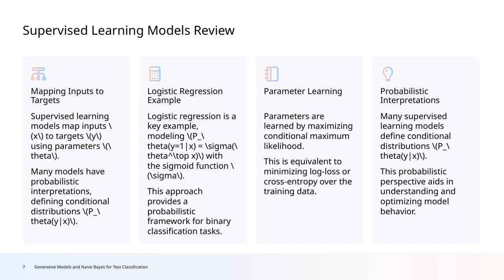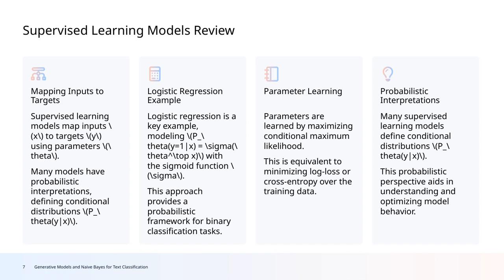Now, a key example of a supervised learning model is logistic regression. It models the probability that y equals 1 given x as sigma of the dot product between theta and x, where sigma is the sigmoid function. This gives us a probabilistic framework for binary classification, which is really powerful.